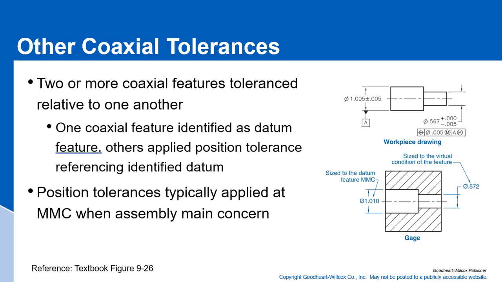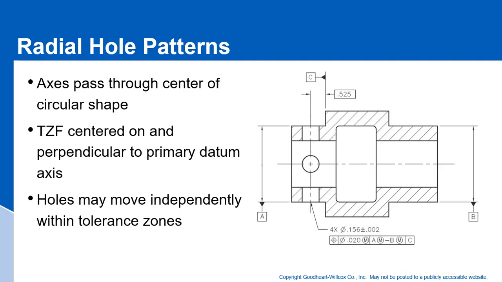Okay, let's talk about radial hole patterns. In this part, we have a diameter with holes passing radially through it. The axis passes through the center of a circular shape. The tolerance zone framework is centered on and perpendicular to the primary datum axis. That's this composite axis made of datum A and datum B, at MMC. And holes may move independently within the tolerance zones.